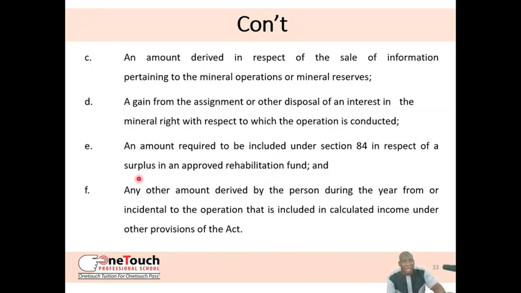Then any surplus, number 5, a surplus in an approved rehabilitation fund. Just like we did in the petroleum operation, where we mentioned the decommissioning fund, in the mineral operation we mention the rehabilitation fund. Normally, in mining, the cycle tells you that you do reconnaissance, then prospecting, you obtain the license, you do the mining, and then after production, if the operation is fully completed, you have to do rehabilitation.